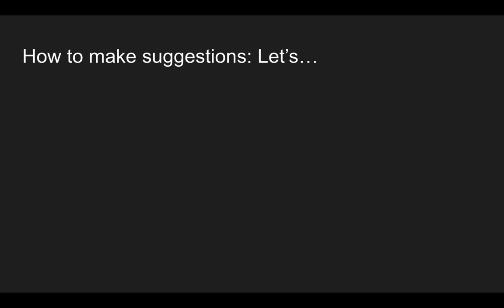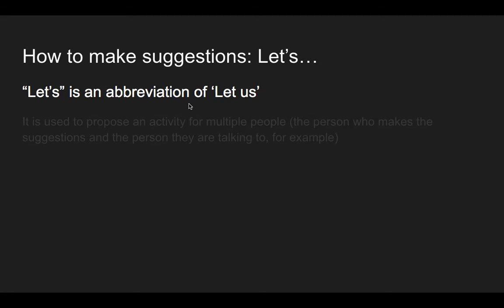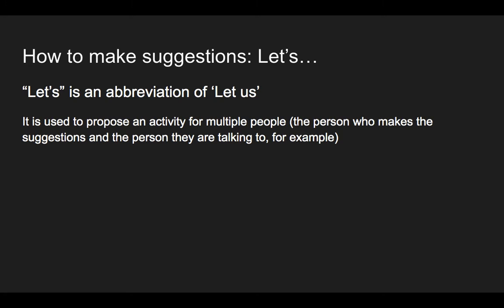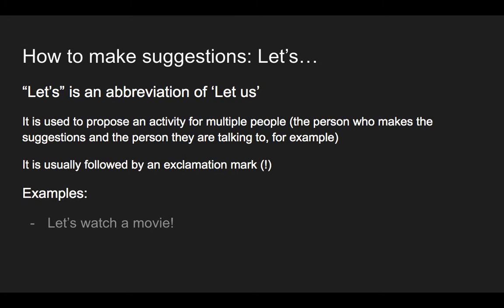So, how to make suggestions using let's. Let's is an abbreviation of let us. It's used to propose an activity for multiple people. So not just one person, more than one person, including the speaker. So if I say let's do something, it means me and you, and maybe more people. It is usually followed by an exclamation mark. Let's look at an example. Let's watch a movie. Let's play a game.